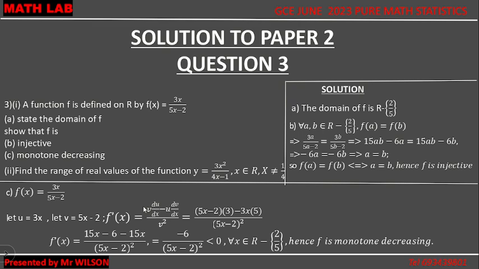So you can say what? Bottom times derivative of the top minus top times derivative of the bottom, all over bottom squared. So you simplify now, and you're going to get negative 6 over (5x minus 2) squared.